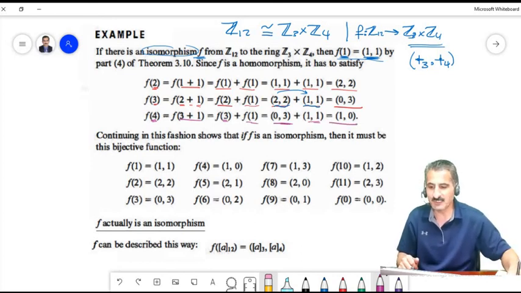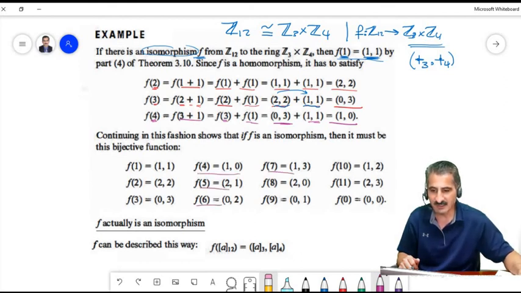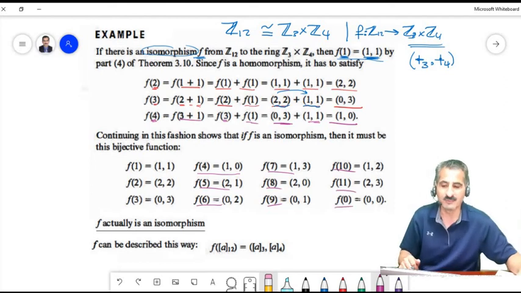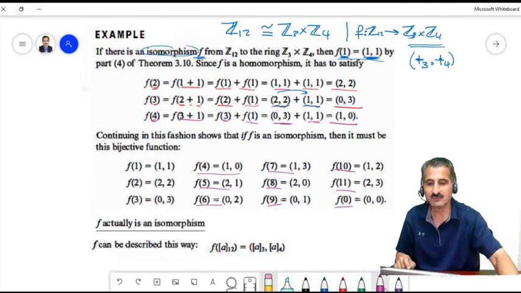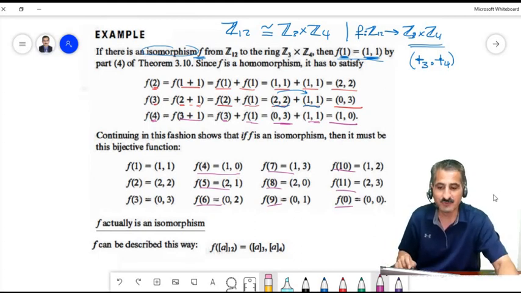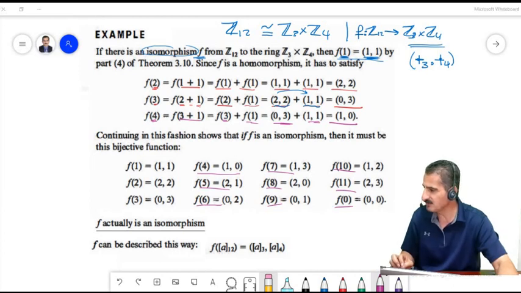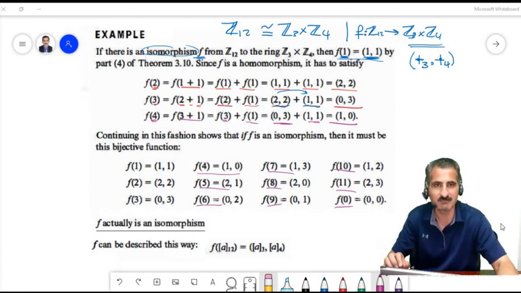Repeating all that, we get f of 4, f of 5, 6, and f of 7, and all the elements in Z12, all of them. And that defines an isomorphism from Z12 to Z3 cross Z4. But you may say, wait a minute. What you have done is you defined a function which is 1-to-1 and onto. How come it is a homomorphism? It must distribute the addition and multiplication.